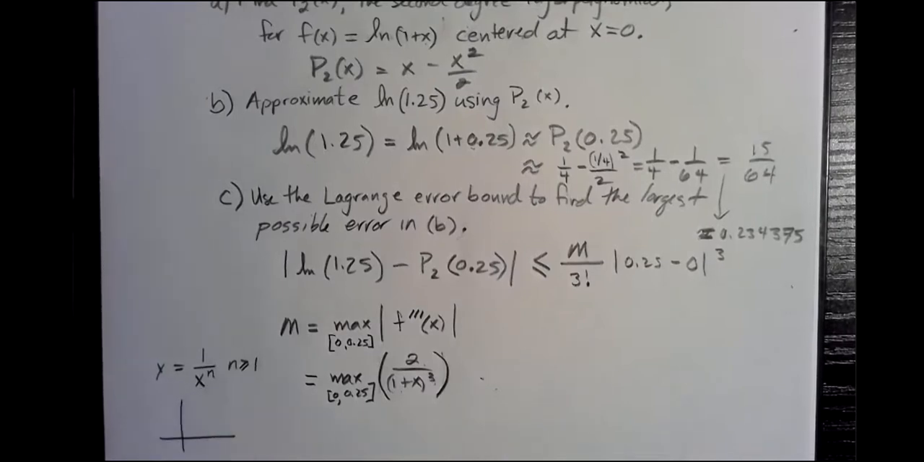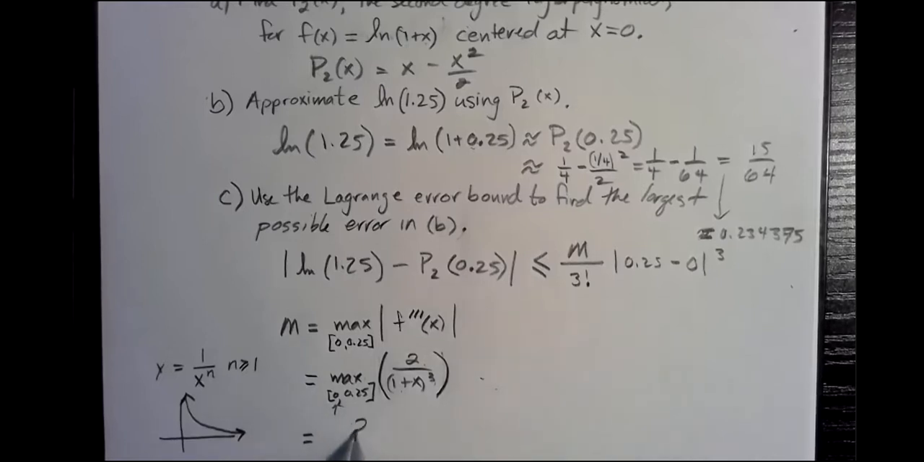Well, 1 over x to the n for n greater than or equal to 1 is our basic rational graph. Notice that it's always decreasing. That's what we needed to know, because on the interval from 0 to 0.25, this value, 2 over 1 plus x cubed, will also always be decreasing. Well, if a function is decreasing, its max is going to be at the leftmost endpoint. So our max here is going to be at x equals 0.